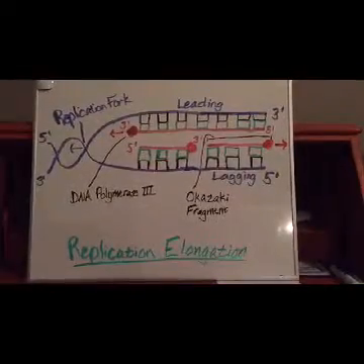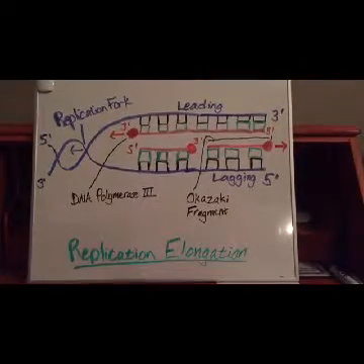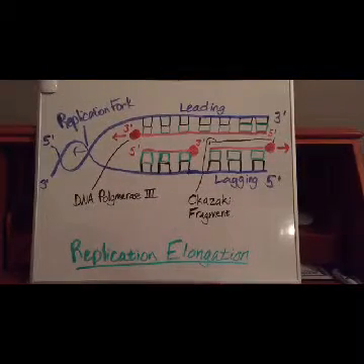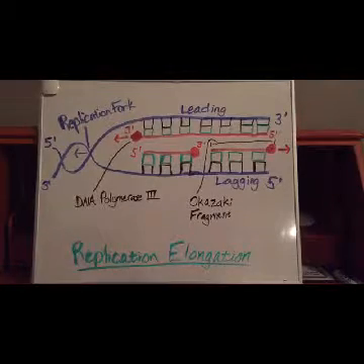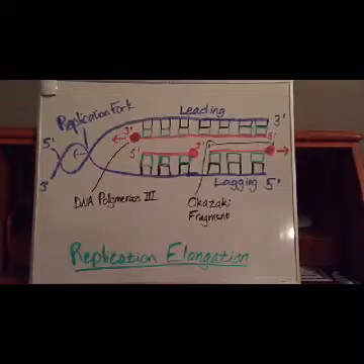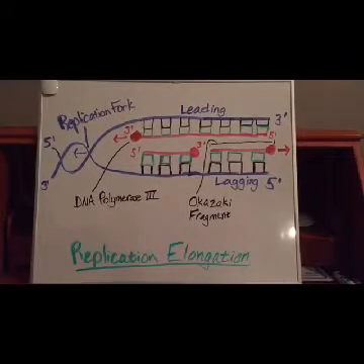The second step of replication is elongation. During elongation, the correct nucleotide sequence is copied from the template strand to the newly synthesized strand of DNA. DNA polymerase III catalyzes phosphodiester bond formation between adjacent deoxyribose nucleoside triphosphates in a 5' to 3' direction.